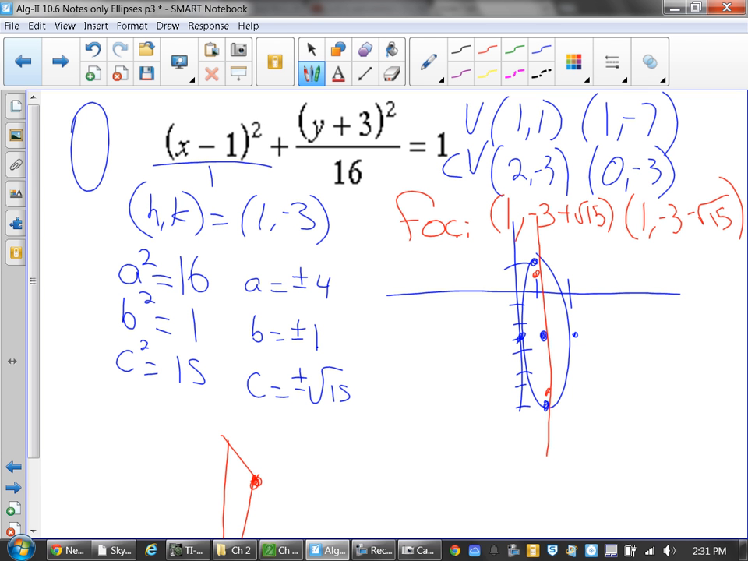Yes, ma'am? You only find foci when both sides are elliptic? The parabolas have them too. But not circles? No, because for the circle, if it was a squared minus b squared, it wouldn't exist, because the a's and b's are the same. You can just pull that and calculate it, but you still have to do all your order.